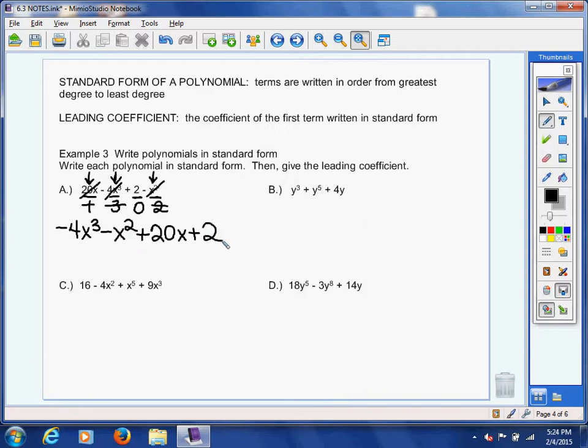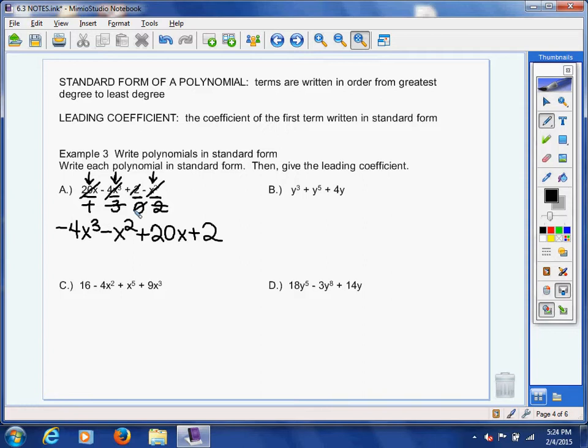And then last but not least, that number 2 is a constant number, and that will always be your caboose. If you have a constant number, that will always be the last thing you write in standard form. Okay? So here it is. We've written it in standard form. Negative 4x cubed minus x squared plus 20x plus 2. It is in standard form officially now.